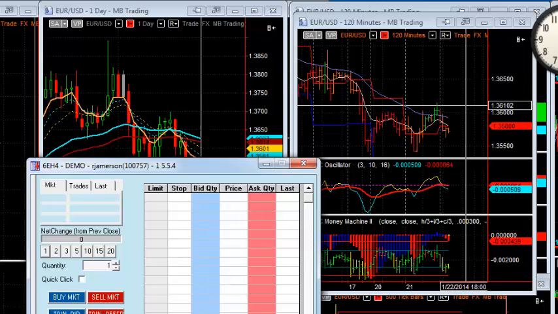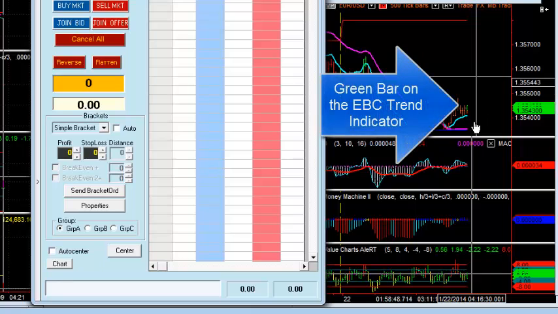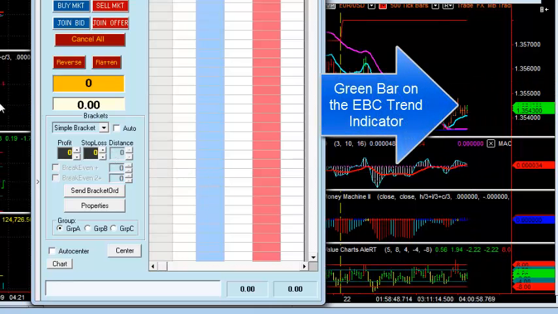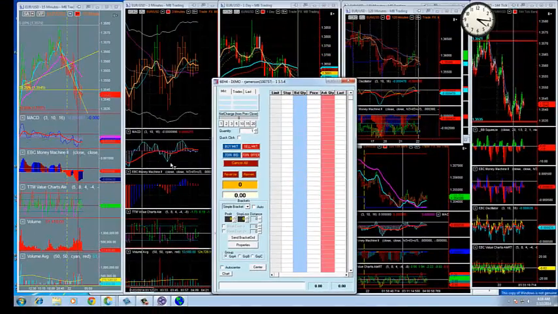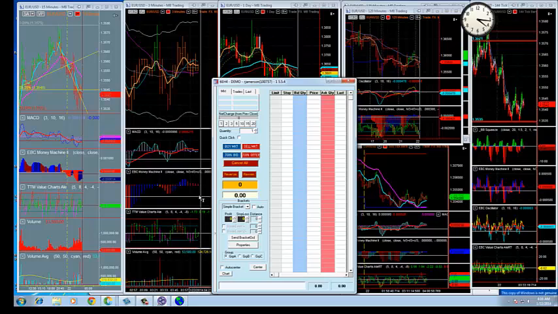Down here I can see on this 500 tick we did get a green bar there, so this next pullback could be good. I mean, it's possible. The danger is the 3-minute. It's looking threatening to pull back down below the center line, but it's still above.